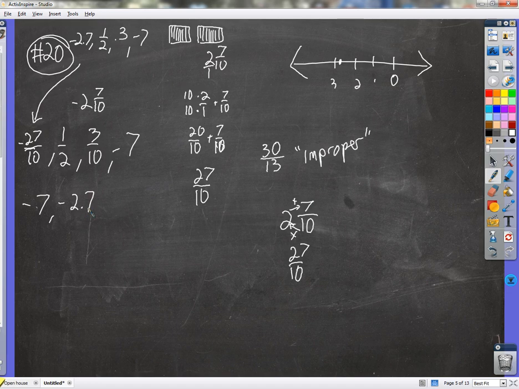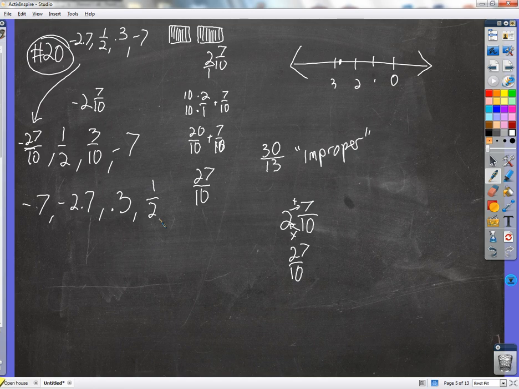Now we can leave it the way that it started. We need it to be a fraction, though, to compare it to other numbers. Negative 2.7. What would come next? 1/2 or 3/10? 3/10. How do we know that? Because 1/2 is the same as 0.5, and 0.5 is greater than 0.3. You could change 1/2 into a decimal as well. So this is 0.3, this is 0.5, so 3/10 would come first, and 1/2 would come next.